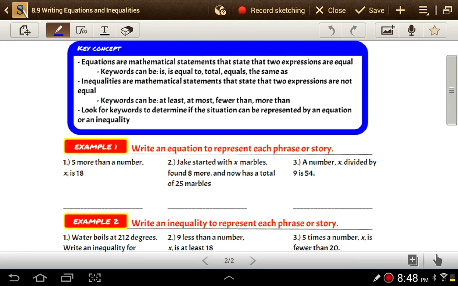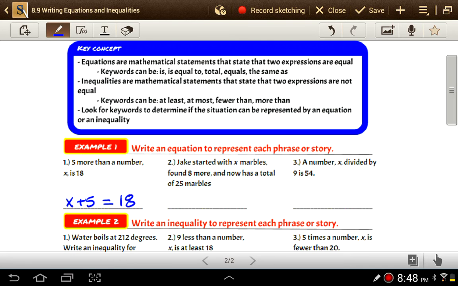So let's go over some examples. In example 1, we're going to talk about equations. So we're going to be writing equations to represent the phrase or story. Number 1, 5 more than a number, x, is 18. Well, here, 5 more than a number would be x plus 5. Is is a key word for equals. So that's going to be x plus 5 equals 18. And that's all you have to do for that one.